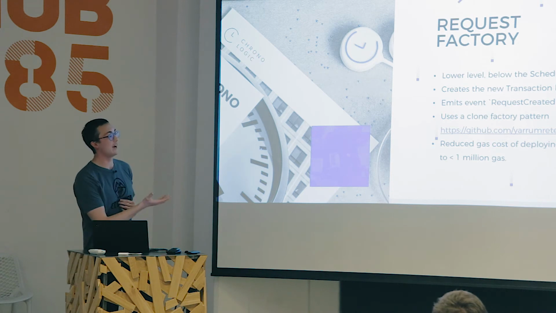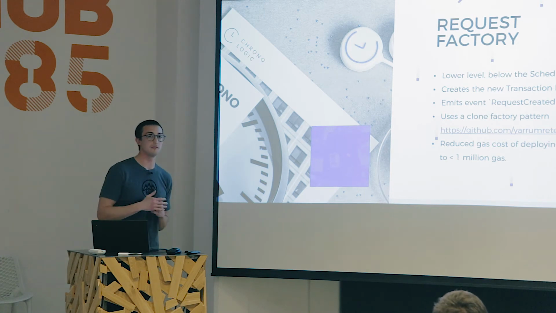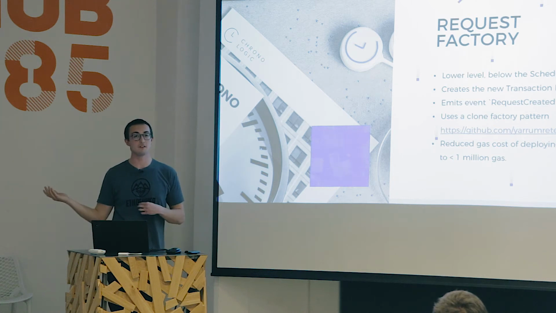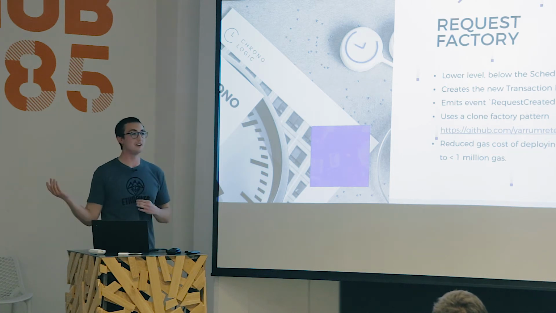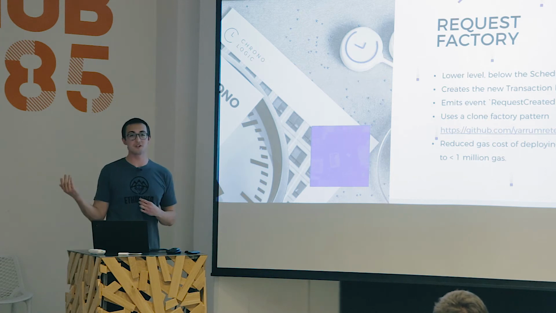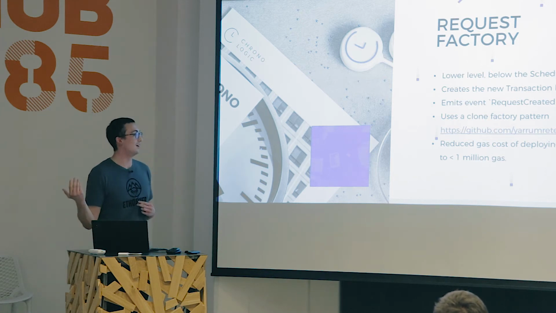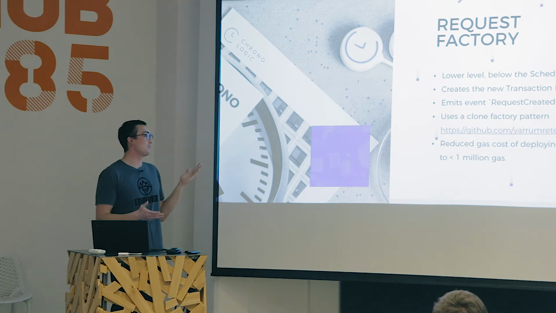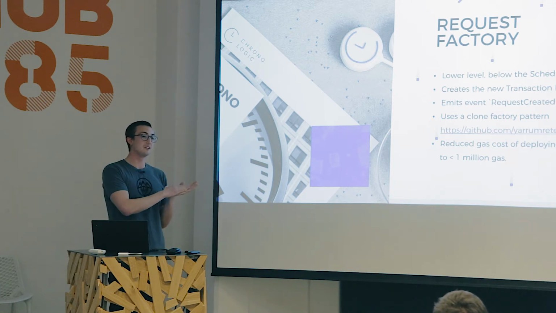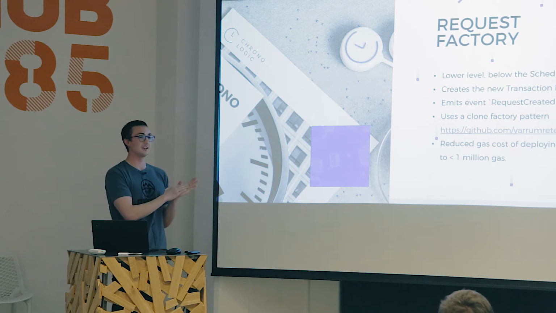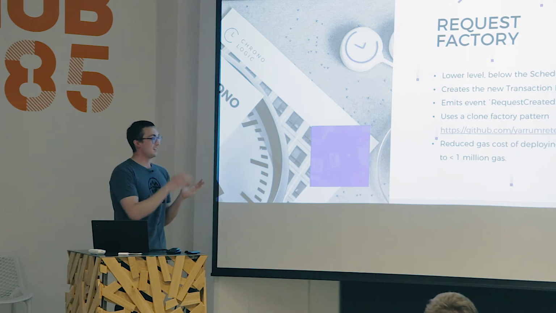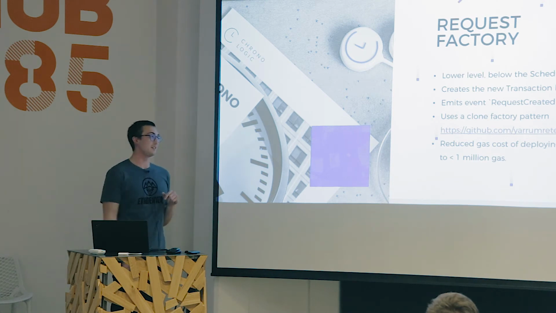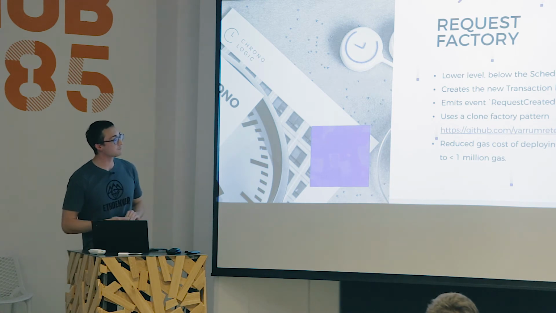So when we integrated that, we were spending 2.5 million gas to deploy each new transaction request, which is a huge amount. We do a lot of storage calls, so that's why. But just implementing this one change alone brought it down to under 1 million. So that's a huge, significant optimization for us. So if you need to optimize, I highly suggest you look into the clone factory.